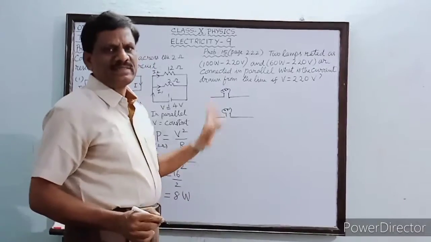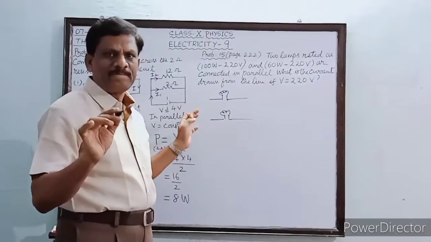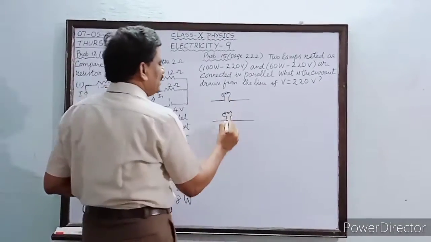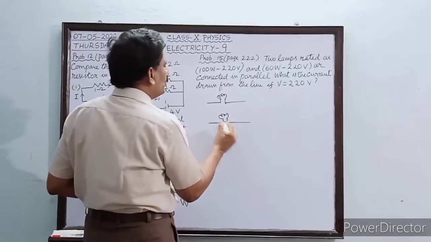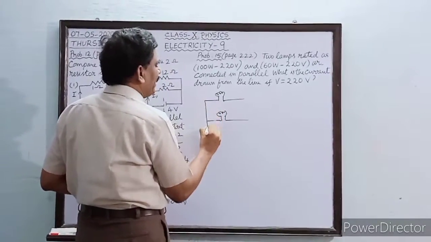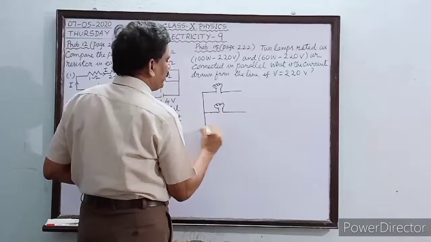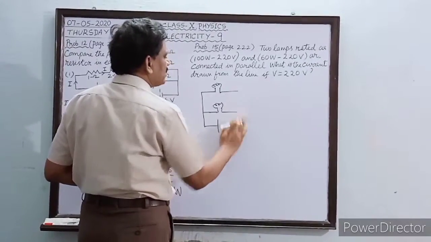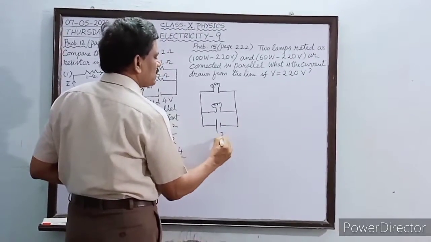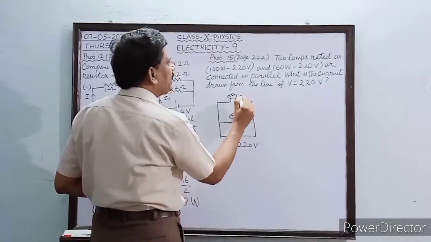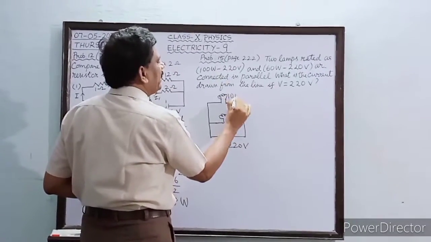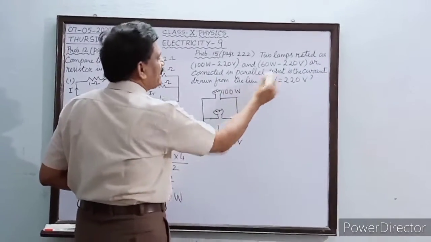Do you remember the symbol for the electric bulb is filament? Okay, good. So this is bulb 1 and this is bulb 2, and they are connected in parallel across a 220 volt source like this. So this is 220 volt, and this is 100 watt, and the second bulb is what?